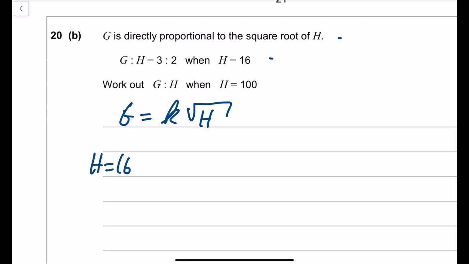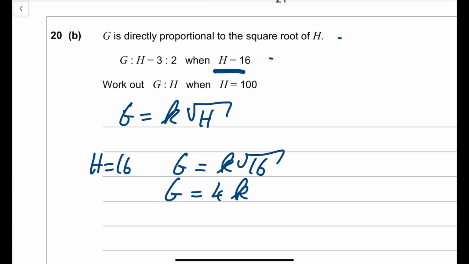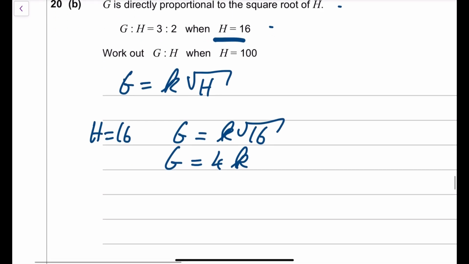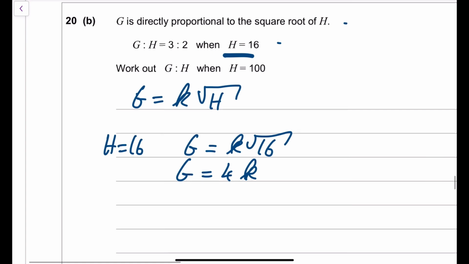I'm just going to put in h equals 16. So G is going to be equal to k times the square root of 16. So G is going to be equal to 4k. Now it tells you also when h is equal to 16, G to h is 3 to 2. So that means 4k to 16 is equal to 3 to 2, but this allows me to find my k then.